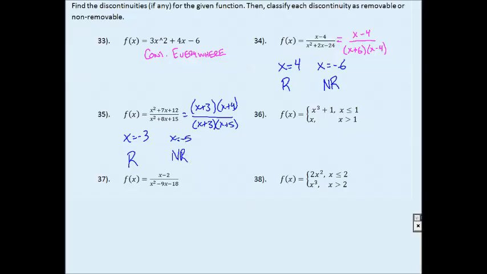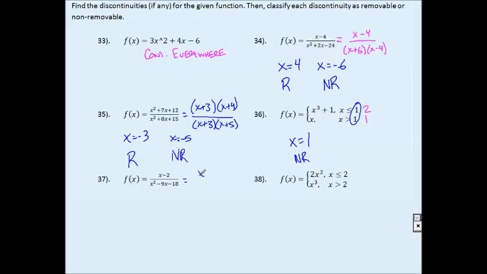At 36, kind of like with the limits, we want to just plug in and see what we get. When I plug in here, I get 2. When I plug in here, I get 1. So they're not the same. So this is discontinuous at that point right there. So discontinuous at x equals 1. Nothing cancels here, so this is a non-removable discontinuity.